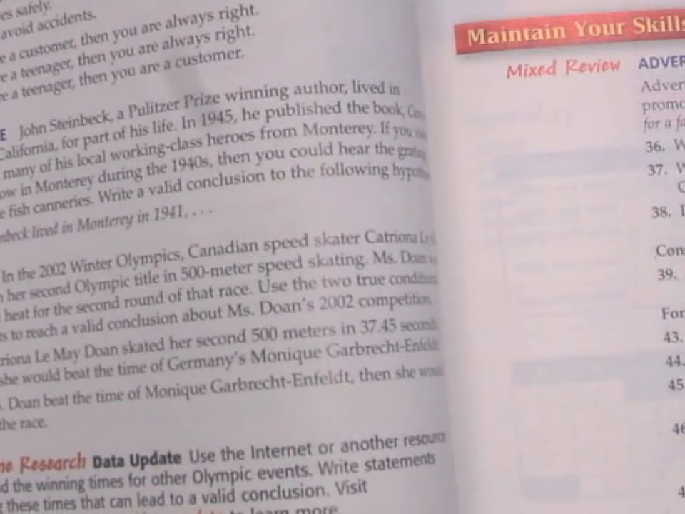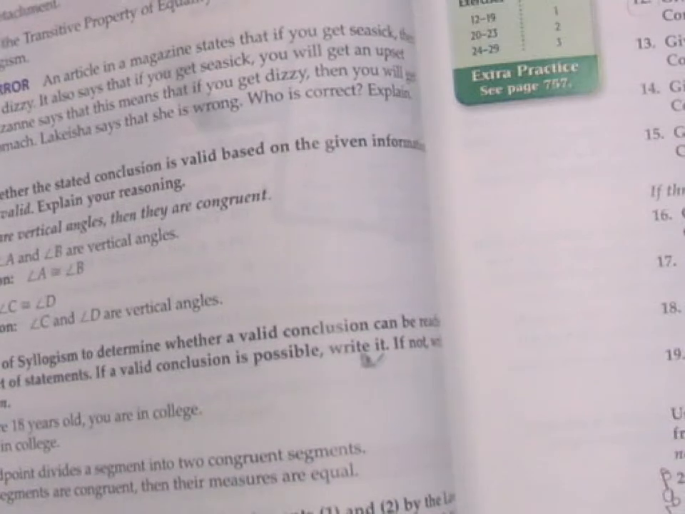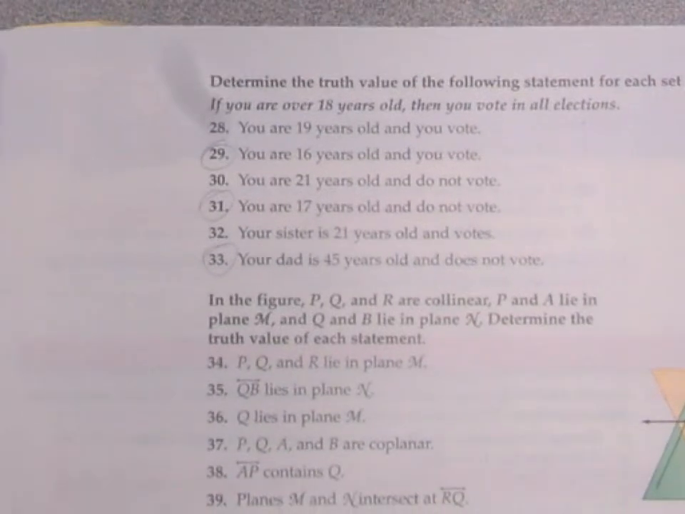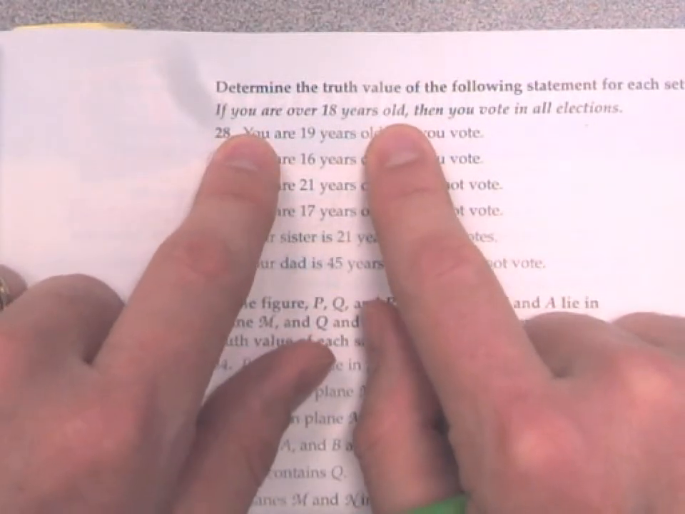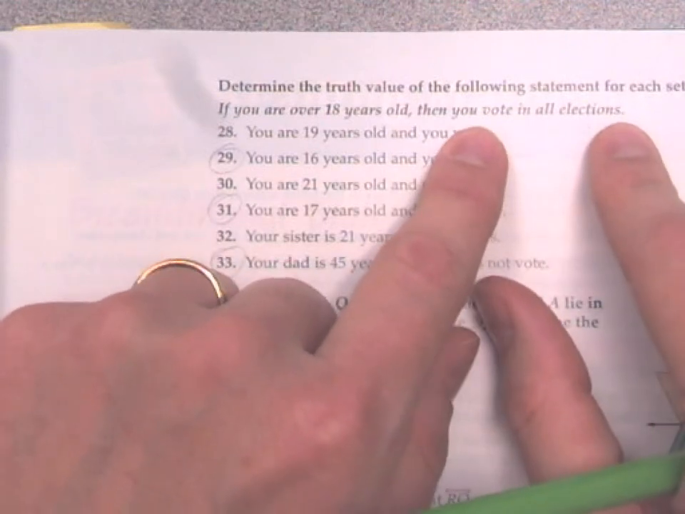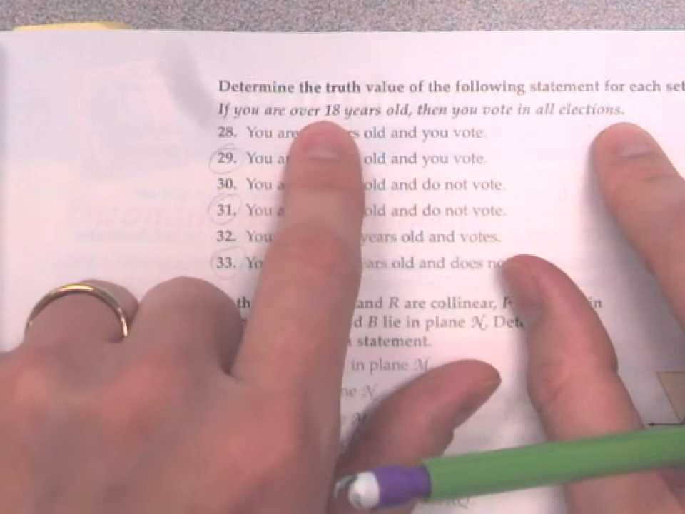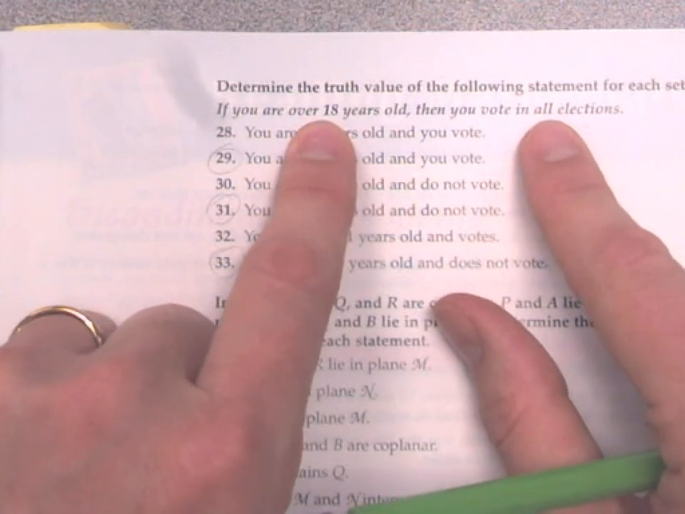to the problems here, okay? So if you are over 18 years old, that's the hypothesis, then you vote in all our elections. So basically what you want to do is see, is this true, and then determine if your full conditional is true.